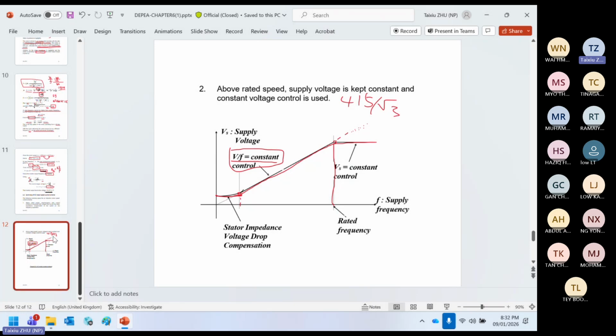All right, this one is the last one. Now you try to understand this one, right? You may see this one. I ask you to explain this real scenario consideration when you apply V over F constant control. All right, questions?